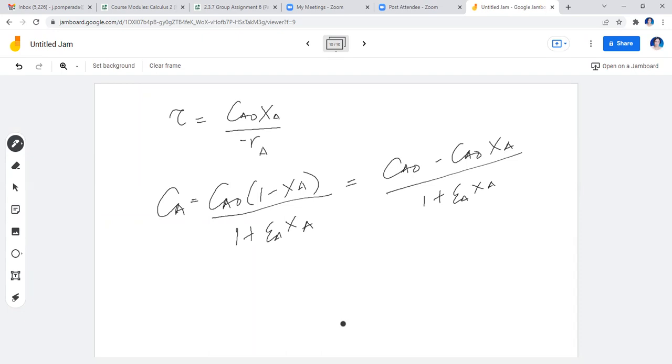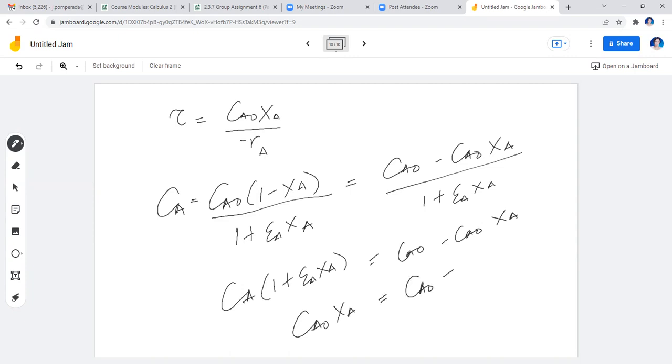Now, what will you do? You transfer the 1 plus epsilon A XA in here. So you have CA times 1 plus epsilon A XA equal to CAO minus CAO XA. If you want this expression, you can have CAO XA. I'll transfer it here. Then you will have CAO minus CA times 1 plus epsilon A XA. This thing that you have in here should be changed to this one, right?